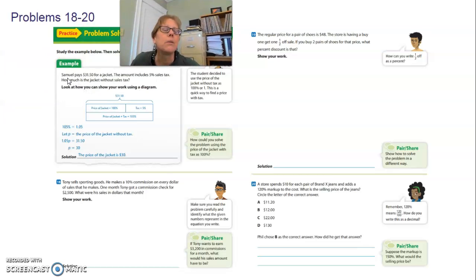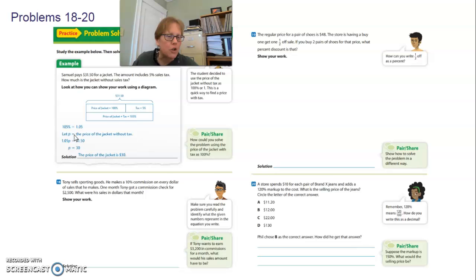So we've got Samuel. Samuel pays $31.50 for a jacket. The amount includes 5% sales tax. And how much is the jacket without the sales tax? All right, we did a problem like this before. Basically, the entire price is the jacket plus the sales tax. And then you can actually figure it out by determining how much the tax was and subtracting it, or you can do what they did here.